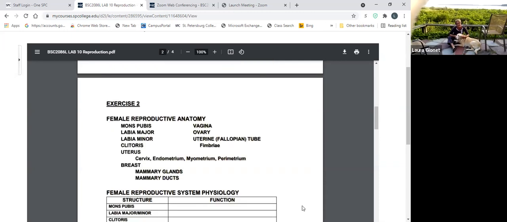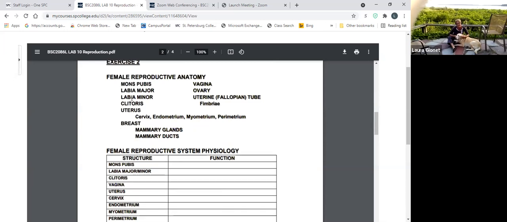All right, then when it comes to females, we need to identify the mons pubis, labia majora, labia minora, clitoris, the uterus, including the areas of the cervix and the layers of the endometrium, myometrium, perimetrium. On the breasts, we have the mammary ducts and the mammary glands, the vagina, the ovaries, and the fallopian tubes, and then the fimbriae.